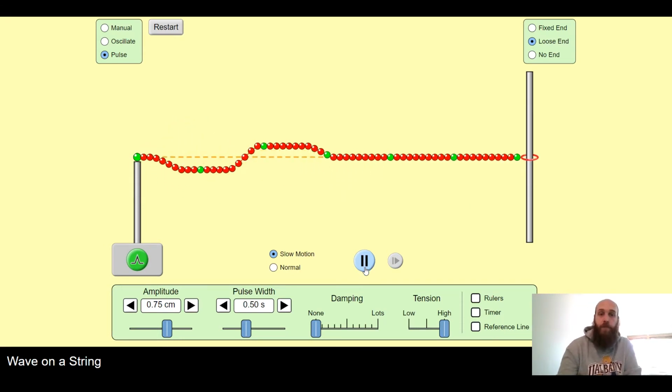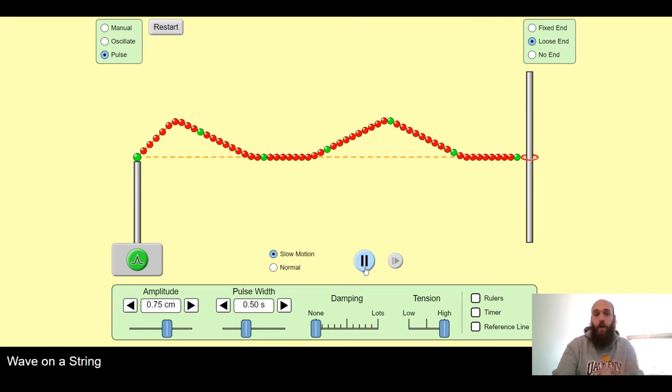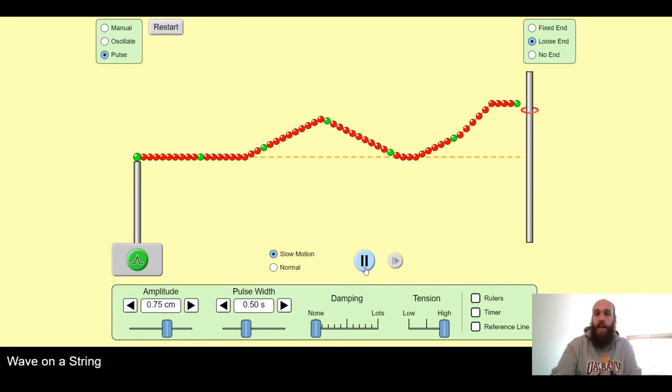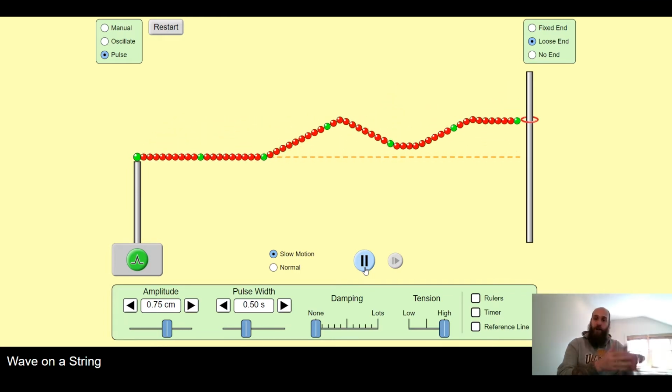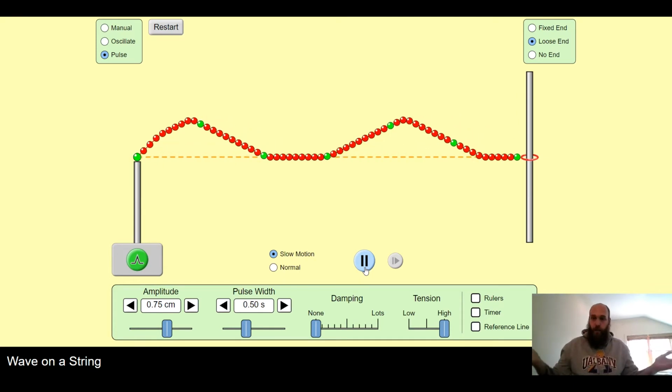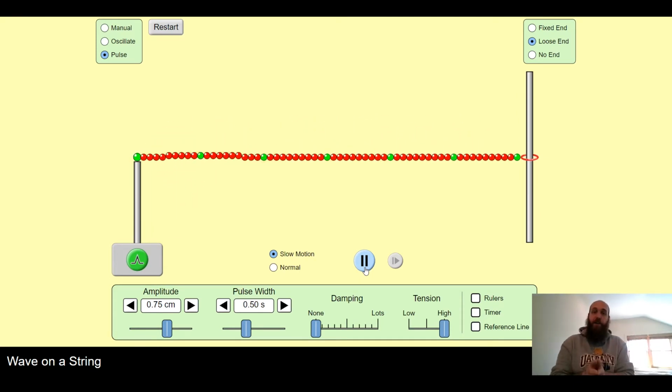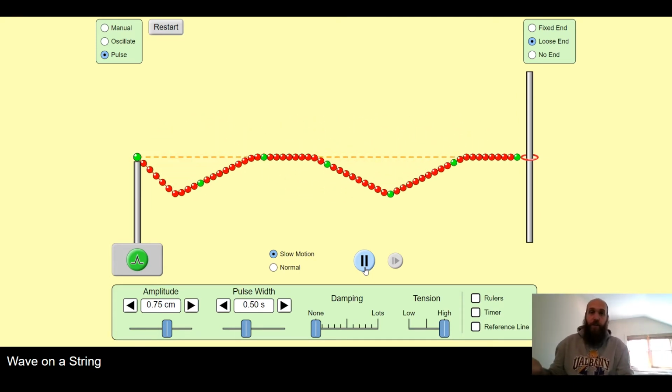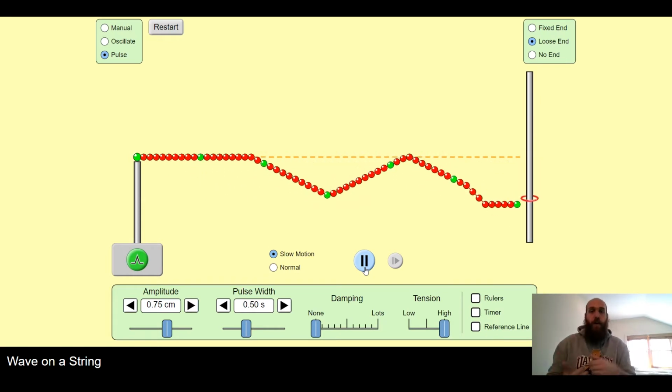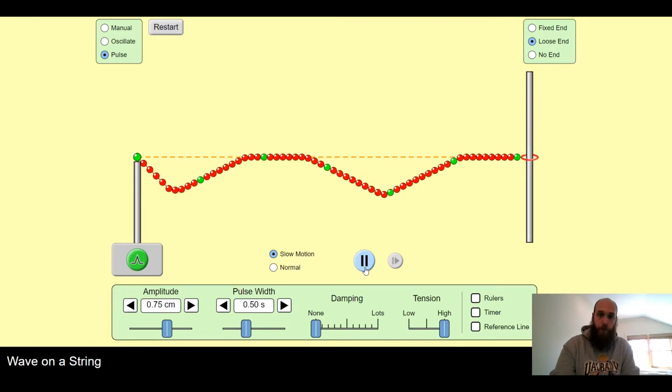And you can go through and do all other different combinations, but essentially compression and compression, bigger compression. Rarefaction and rarefaction, bigger rarefaction. Same thing for crests and troughs, but if they're opposite, you're going to have to subtract the two.